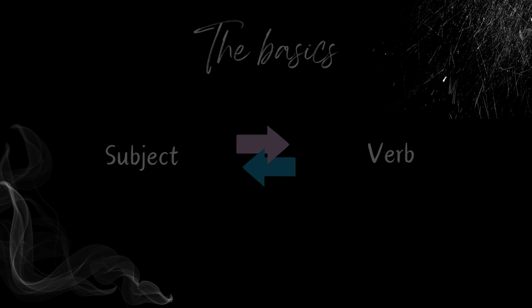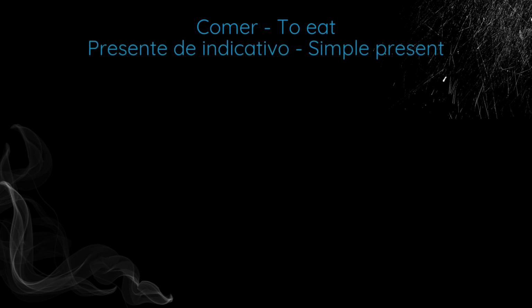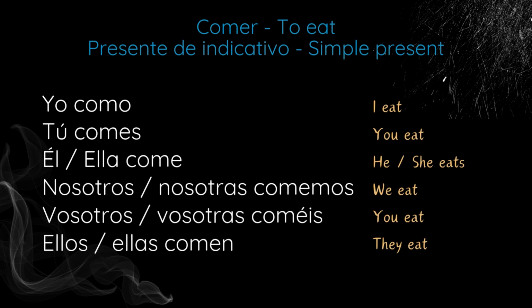If we take the very common verb to eat, comer in Spanish, and we conjugate it in the simple present tense, el presente de indicativo in Spanish, we would get yo como, tú comes, él come or ella come, nosotros comemos or nosotras comemos, vosotros coméis or vosotras coméis, ellos comen or ellas comen.